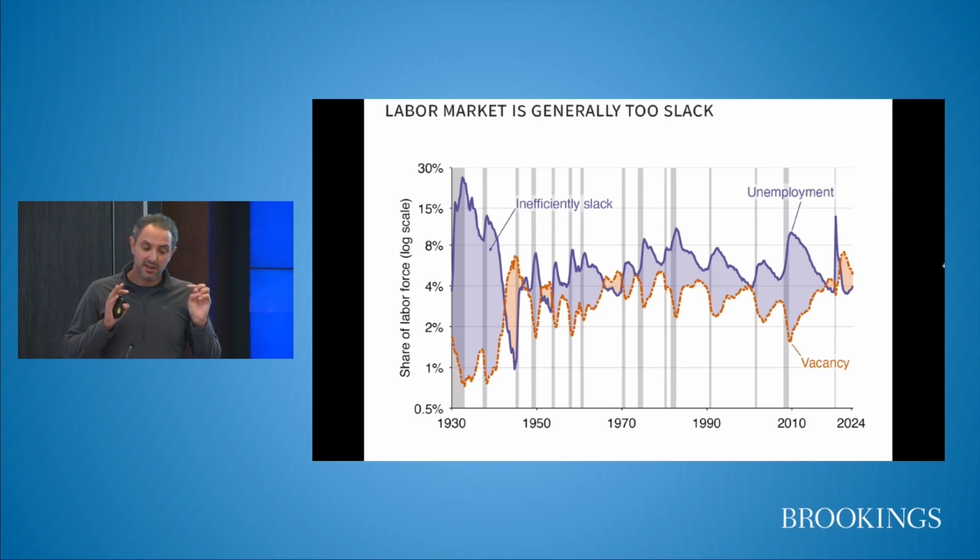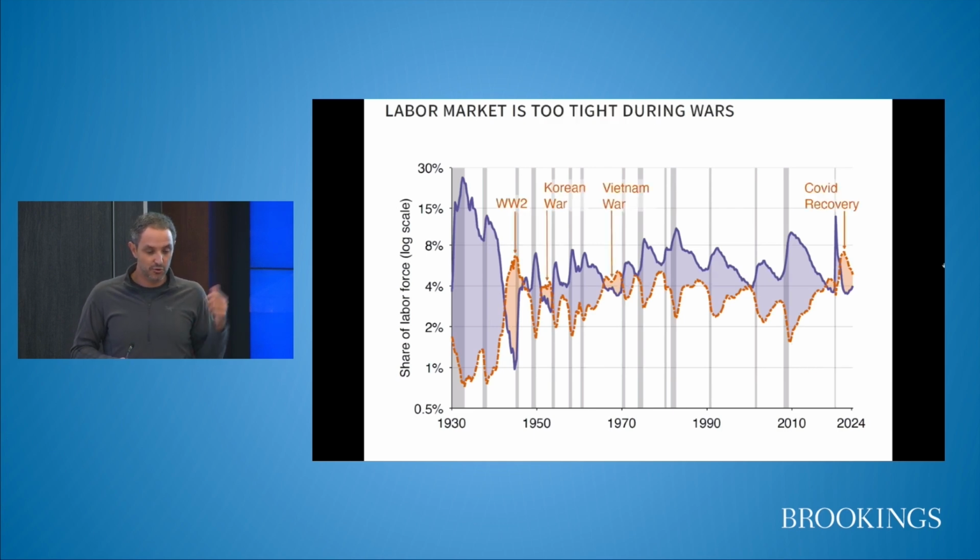However, there are a few rare episodes in which the unemployment rate is actually too low. And what's quite interesting is that these episodes are not random. They correspond to very specific historical events. So you can see here on the graph, any orange area tells you that the economy was inefficiently hot. And you can see they correspond to the major wars that the US fought. So you have World War II, where you had a labor market that was too hot.